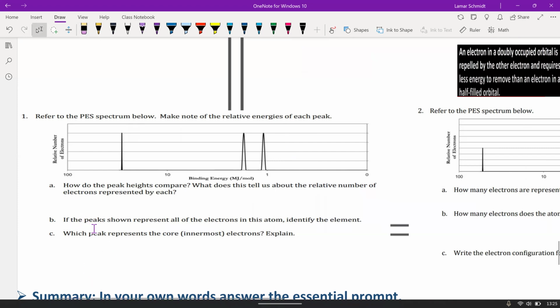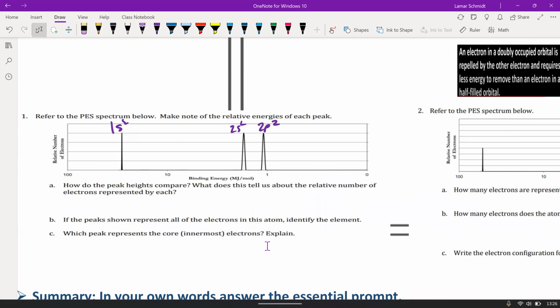So now on part B, if the peaks shown represent all the electrons in this atom, identify the element. What would be the element? So we have, what is this? 1s2, 2s2, 2p2. What is the element? Carbon. How easy is this? Tell me this is hard. Oh my gosh. If you have something like this on your free response, just be like, thank you for my free 4 on AP Chem. All right, because this is easy. And this could be one whole question. Ridiculously easy.